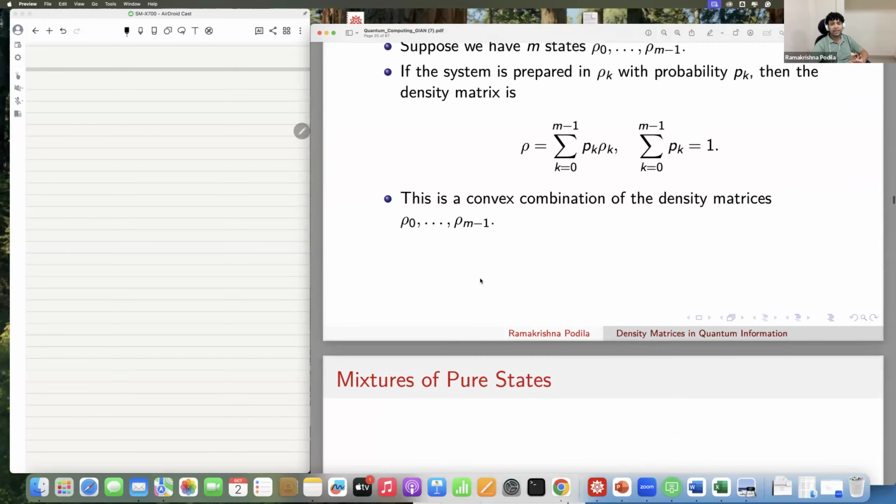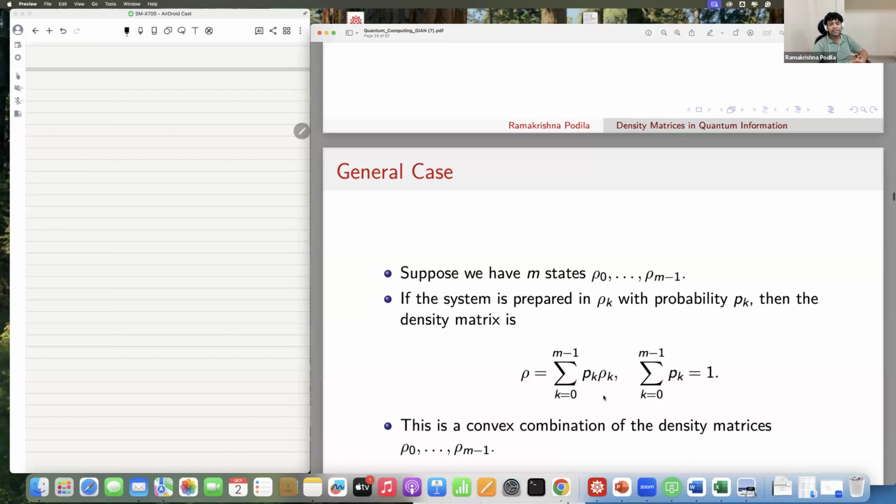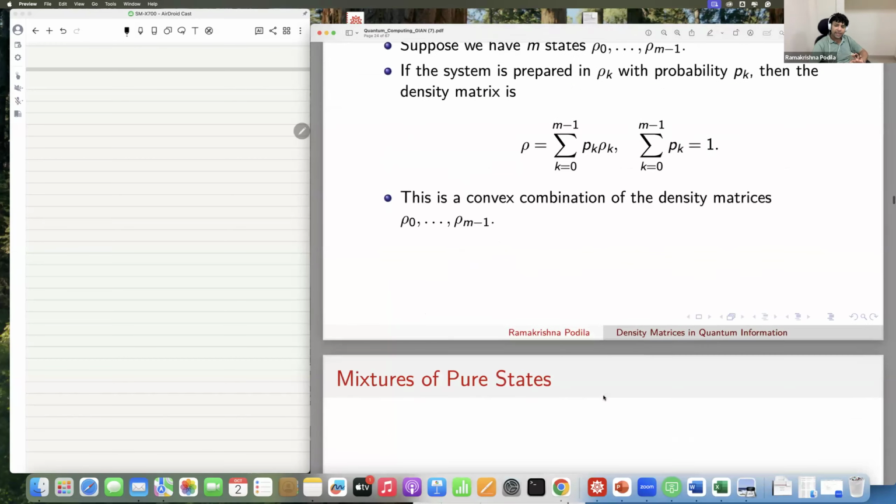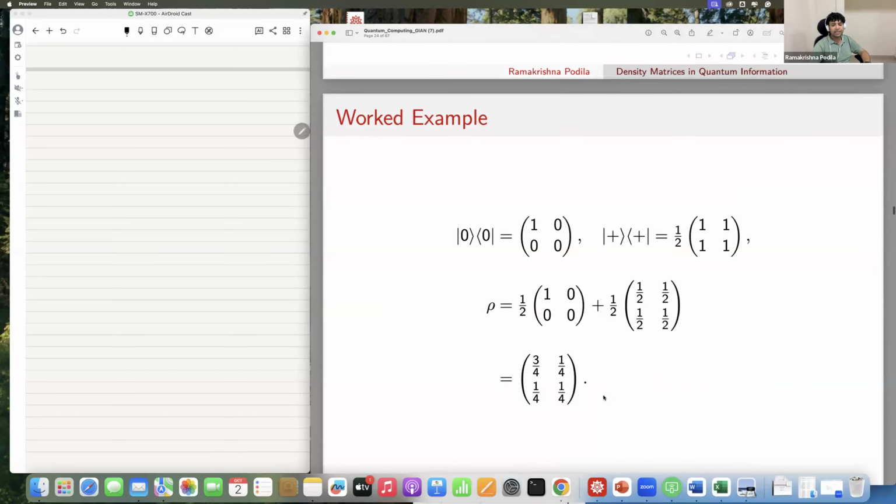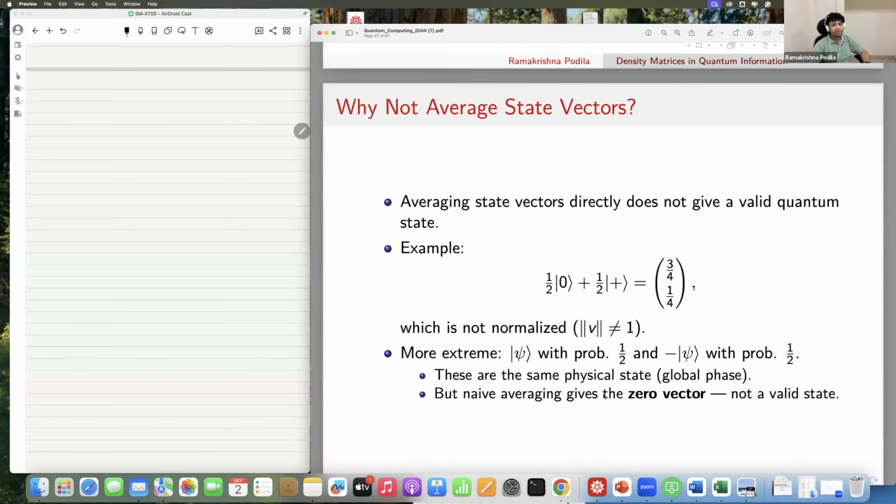So here, if I have, let us say, m states, I can combine their density matrices linearly. But now let us take their state vectors. Can we combine the state vectors like that? Why can't we average the state vectors? Because that doesn't give you a valid quantum state. For example, I can take one state psi with probability half, and the same state with a phase difference, minus 1 times psi. Technically, these two should give me the same probability distribution, right? But if I average them, I would get a total zero vector, which is not a valid state.